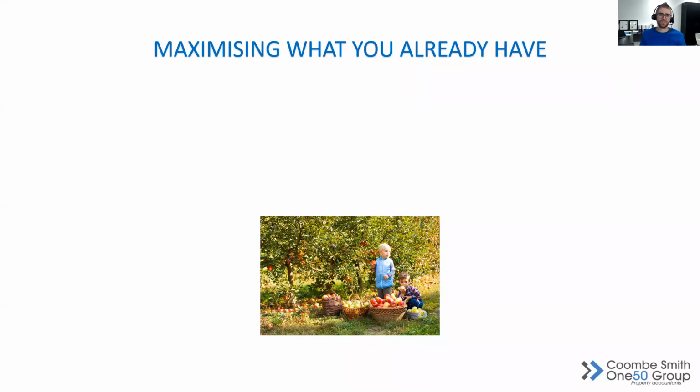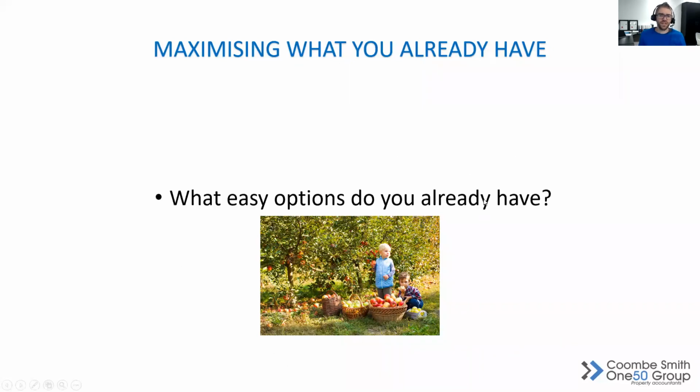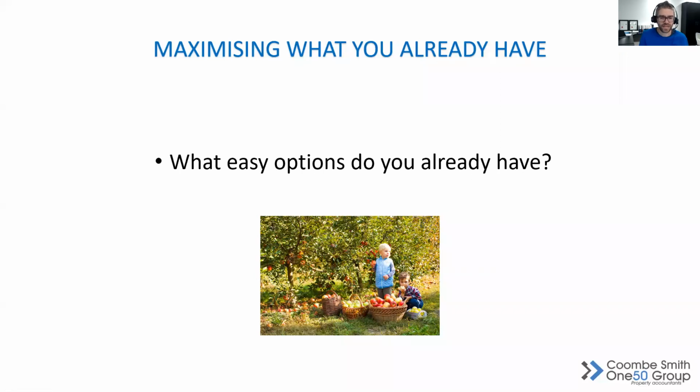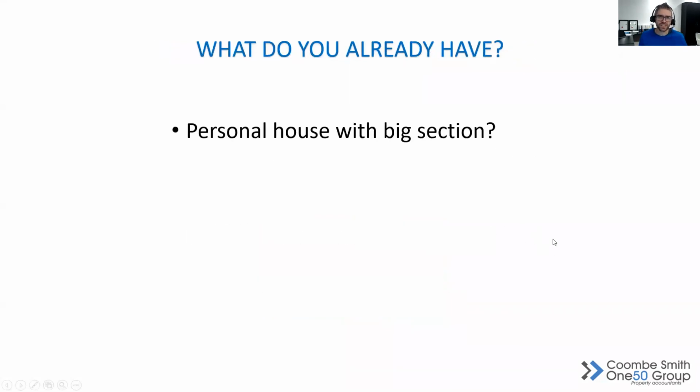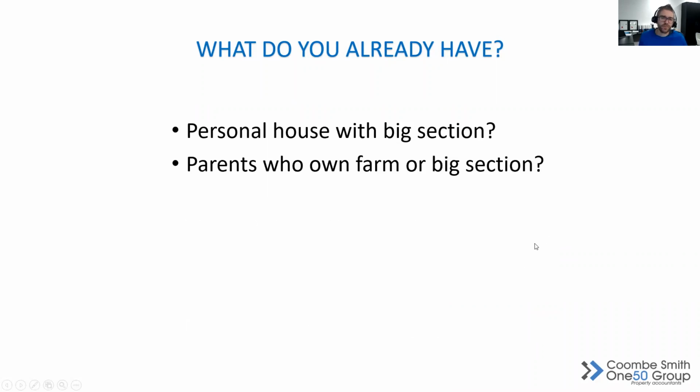Next thing we're looking at is low-hanging fruit. And it's all about maximizing what you already have. So all the time, everyone looks at, what can I buy next? What can I buy next? Well, the easy option is just look at what you already have. Do you have a personal house that's got a huge section? Can we subdivide that? Do you have parents or other family who've got a large farm or a big section that you can do something with?